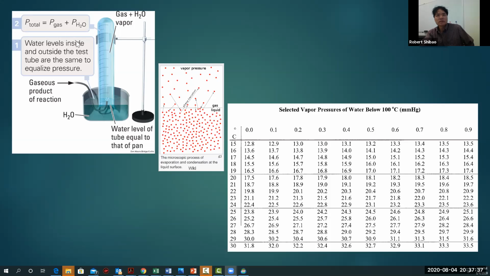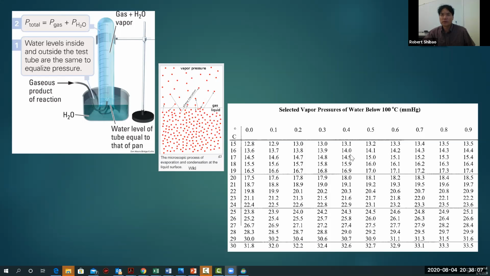So we have to figure out what the temperature is. If the temperature were 19.0, then it's 16.5 millimeters mercury. And so we just take pH2O from the table here and subtract that from the total to get the pressure of the gas. The pressure of the gas is equal to P total minus pH2O. This is called collecting gases over water. We subtract out the vapor pressure of water.